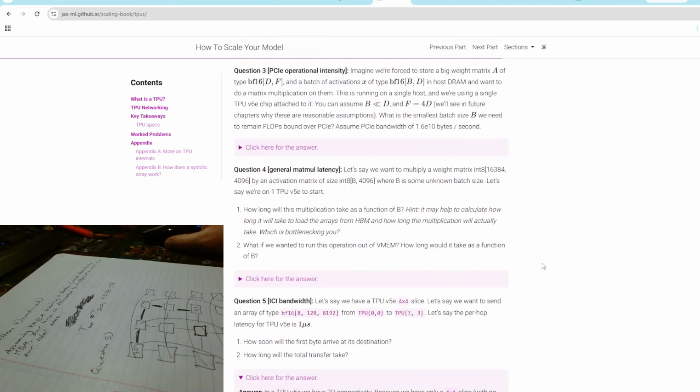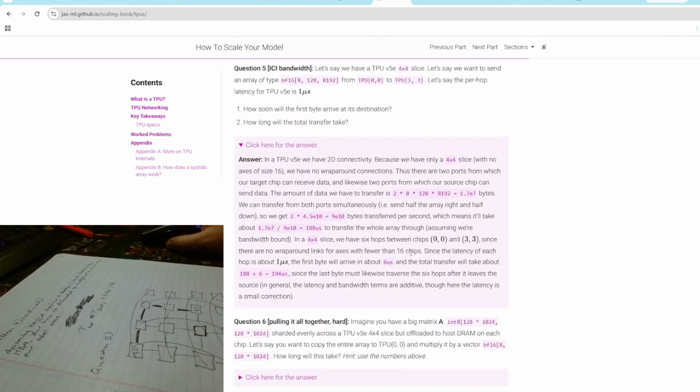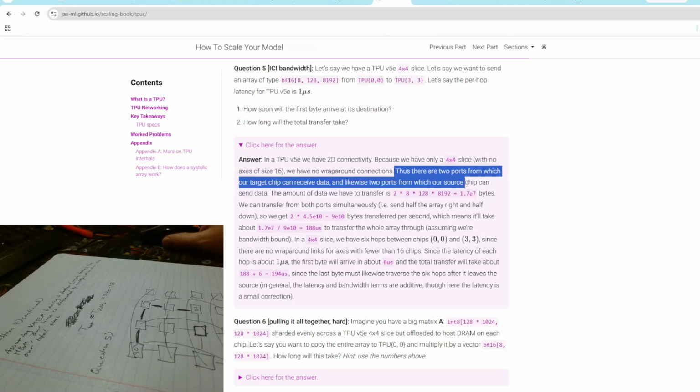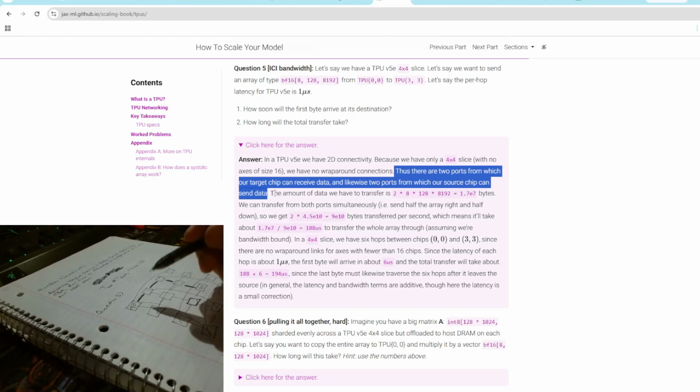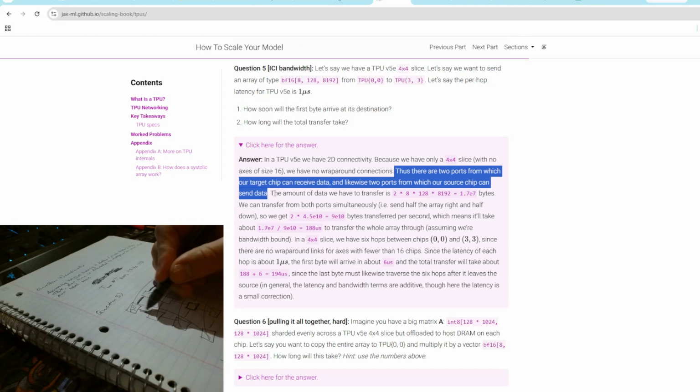Let's go back to this answer here. So this first part is throwing me as well. There are 2 ports from which our target chip can receive data. Likewise, 2 ports from which our source chip can send data. Oh, okay, so yeah, that's obvious. So I can send and receive data through this port and this port. And this can receive and send from this port and this port.